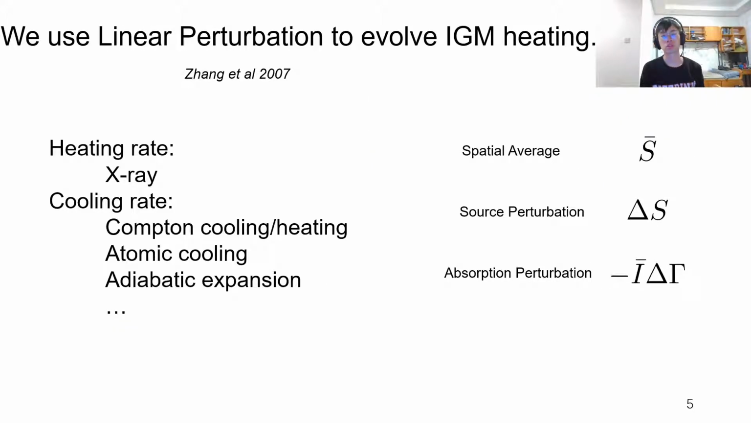Our code can also involve IGM heating history. We adopt linear perturbation theory, which was developed by Zhang et al. in 2007, to estimate the heating and ionization rate from X-ray photons. The linear perturbation divides source terms into three parts: the spatial average of source, the perturbation of source fluctuation, and the effective perturbation from absorption fluctuation, and then they attenuate them with average optical depths. If we add the cooling rate from different channels, we can get the IGM heating history intuitively.